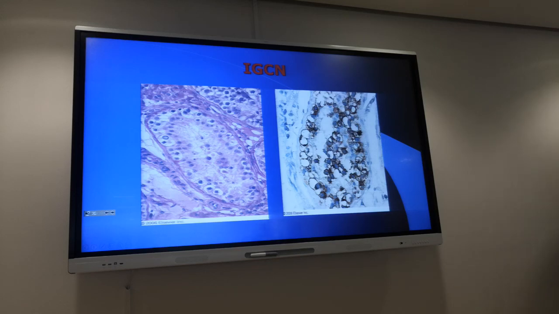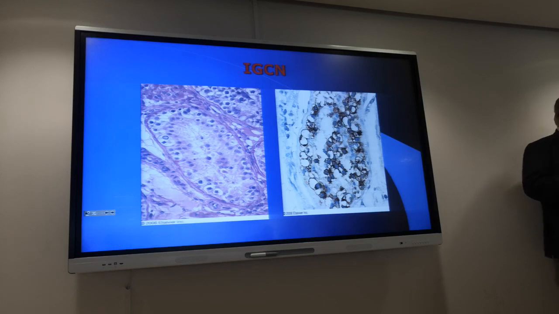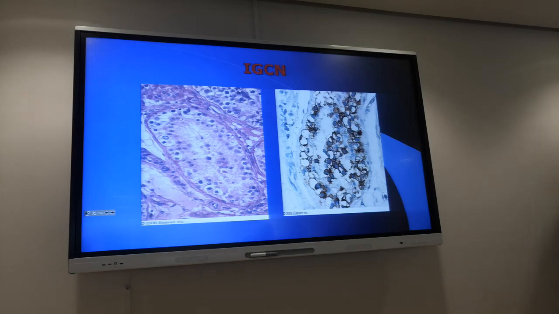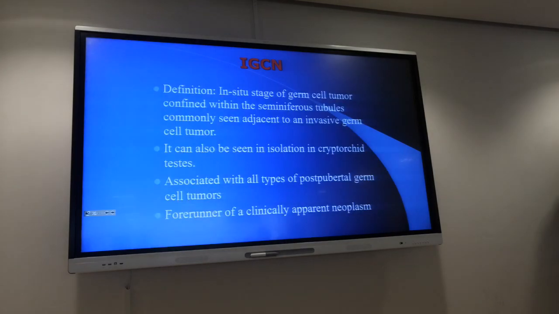So if this is the same seminiferous tubule, the majority of the cells are malignant cells, if you will. So what's IGCN? IGCN is cancer, but it is still limited by the basement membrane. What's the cell origin of IGCN? Which cell did it come from? It's a germ cell, a dysplastic germ cell. That is the mother cell, if you will, of this clinically still localized tumor.